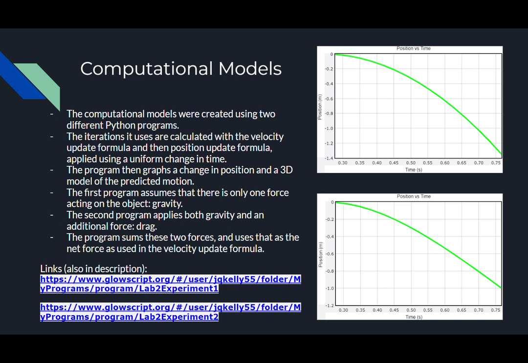The computational models were created using two different Python programs. The iterations it uses are calculated with the velocity update formula and then the position update formula, applied using a uniform change in time. The program then graphs a change in position and a 3D model of the predicted motion.